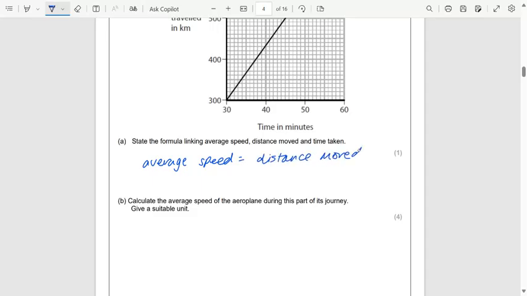Now, if you want to put symbols, that's fine, but it is really important that you use the correct symbols. If you use the incorrect symbols, whether it's uppercase instead of lowercase or vice versa, you will not get the mark. You need to be very careful with that. So the symbols, if you had done it, we're looking for V equals S divided by lowercase t. Or you could have put S equals VT.